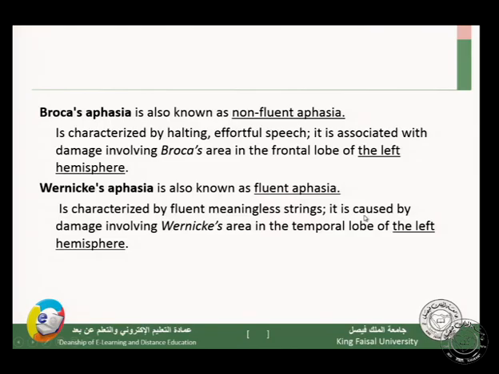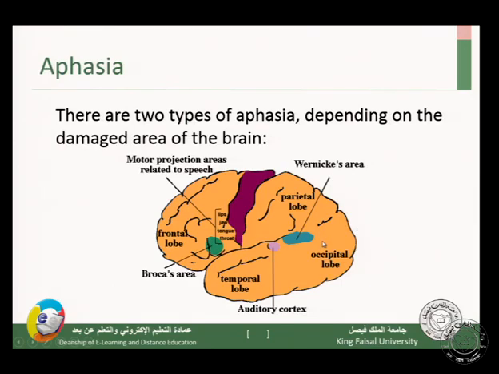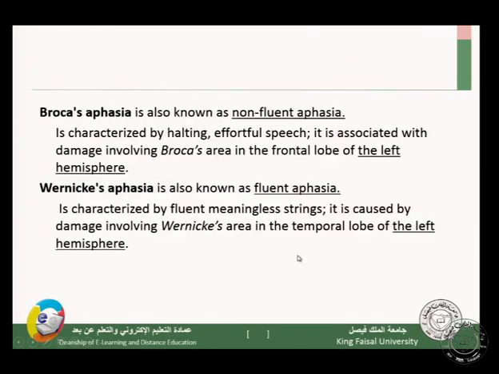And this type of aphasia is caused by damage in the Wernicke's area, which is in the temporal lobe, which is in the back of the brain, in the back side of the left side of the brain.